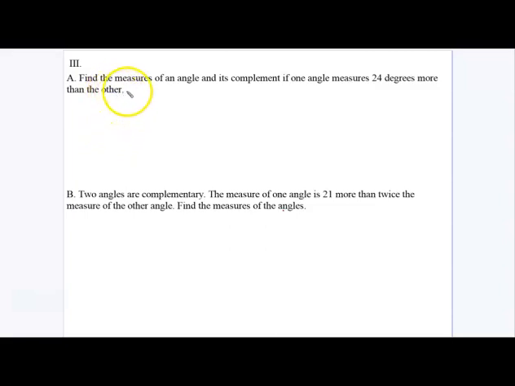So letter A says, find the measures of an angle and its complement if one angle measures 24 degrees more than the other. So the way I'm going to represent an angle and its complement is, first of all, I'll just let X represent one of the angles. So since they're complementary, I can let the complement be 90 minus X.